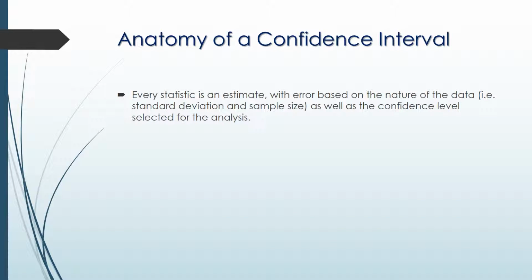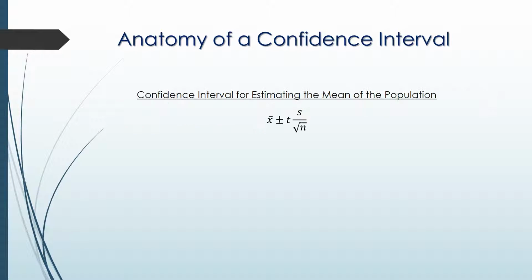Let's look at how to build a confidence interval. First, in review, every statistic is an estimate, with error based on the nature of the data, i.e., standard deviation and sample size, as well as the confidence level selected for the analysis. So here is the formula for calculating the confidence interval for estimating the mean of a population.